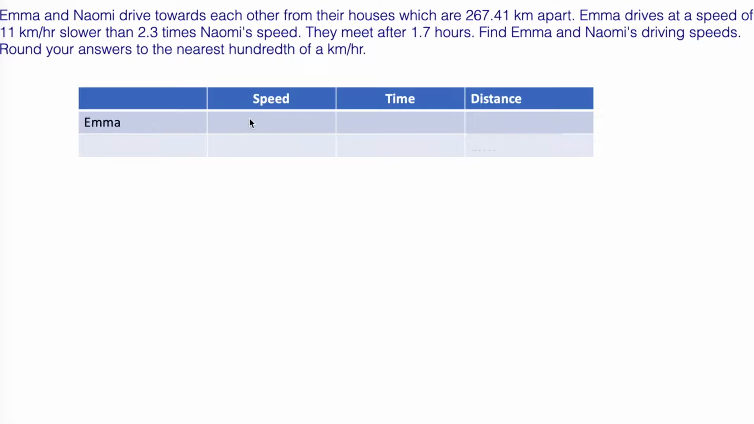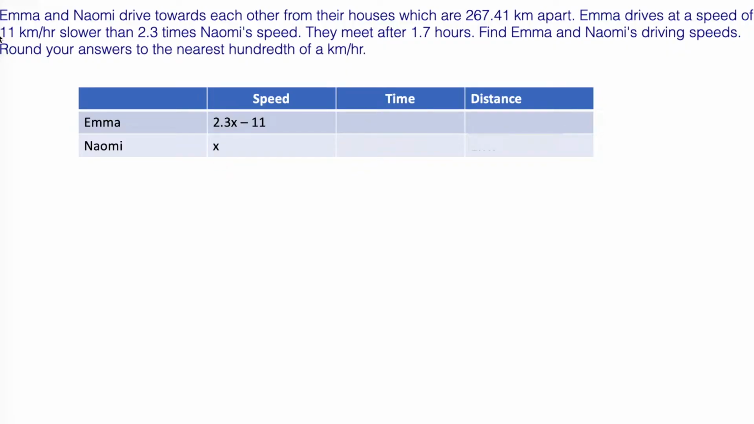We make a table with speed, time, and distance. I put Emma and Naomi's names here, their speeds. Now we're told that Emma drives 11 kilometers per hour slower than 2.3 times Naomi's speed. Emma's speed is compared to Naomi's speed. And Naomi's speed, we don't know. That's our unknown variable. Naomi's speed is x.